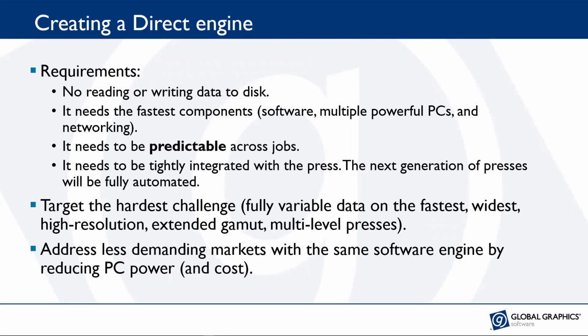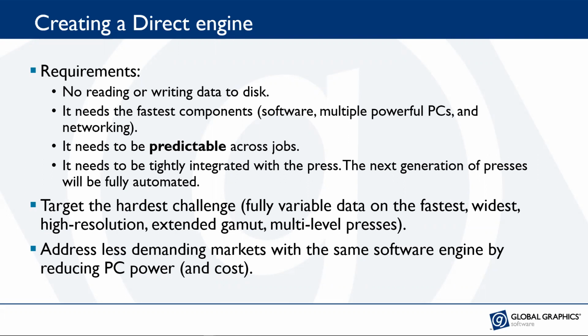Let's look now at what goes into creating a direct engine. So we've already covered why we don't want to read or write to disk, but what else? Well, you have to have the fastest components. So for your software, your RIP and your screener better not let you down. Ideally, they're the fastest in the world. You need powerful PCs. If you're building a software-only solution, your performance improves as PC performance improves. As we saw earlier, it is always steadily improving.